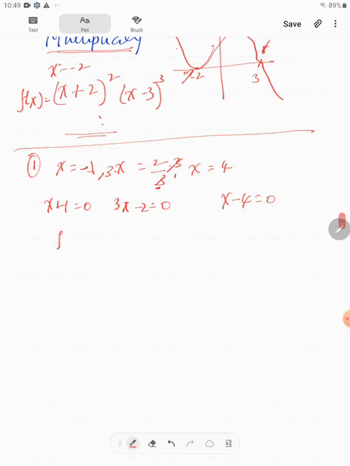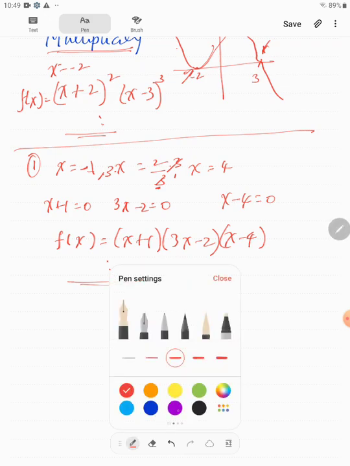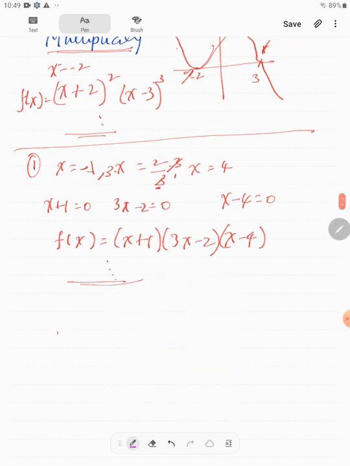And now you would multiply. F of x is x plus 1 times 3x minus 2 times x minus 4. And you do the multiplication, okay? I'm not going to do it. I'll stop it here. I'm just giving you hints on how to do this. The second one is pretty straightforward. It's just like our example given in the teacher notes.